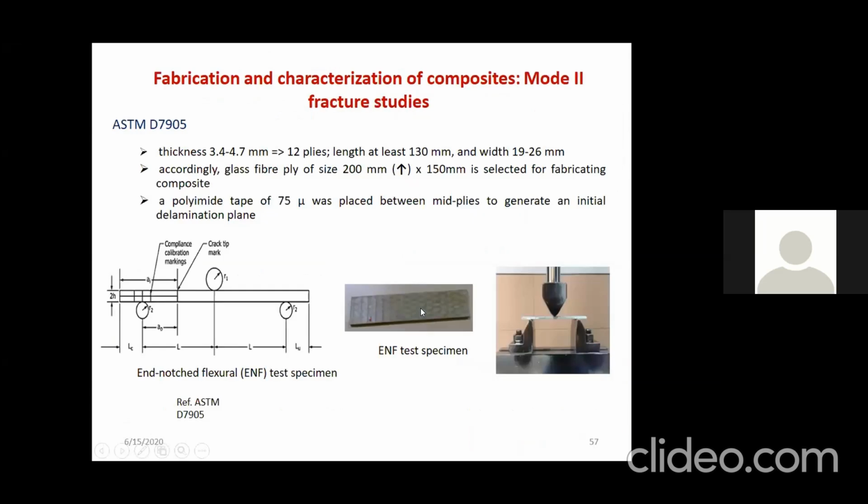Right, and for mode 2, we also did mode 2 fracture studies using this graphene. Basically, what we are seeing is a composite material, and you can see that we are applying a force using a 3-point bending mode. And here also we are looking at the delamination of this laminate structure.